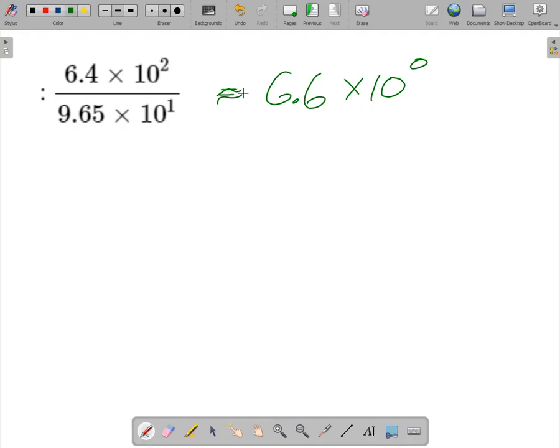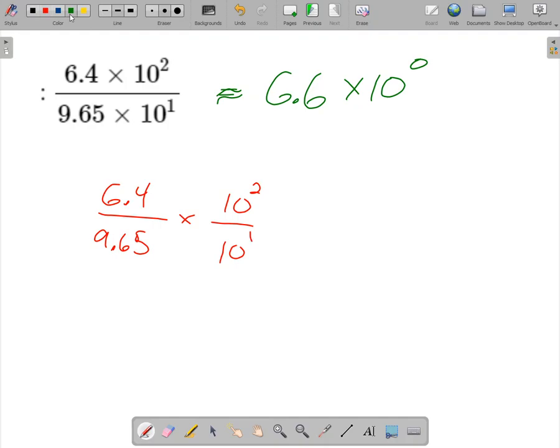Zero. To the 0. You get 10 to the second? Yeah. Okay, so let's break this down a different way. If you think about the way we multiply fractions, we multiply across the top and multiply across the bottom. I can unmultiply this by saying this is 6.4 over 9.65 times 10 to the second over 10 to the first. Okay. So then I can deal with each of those separately.